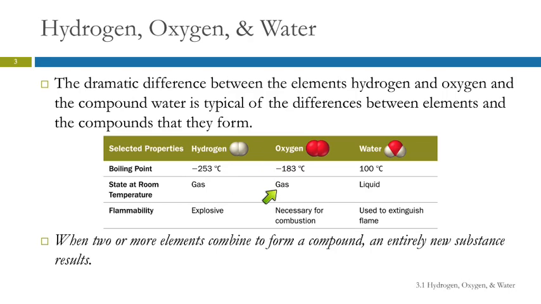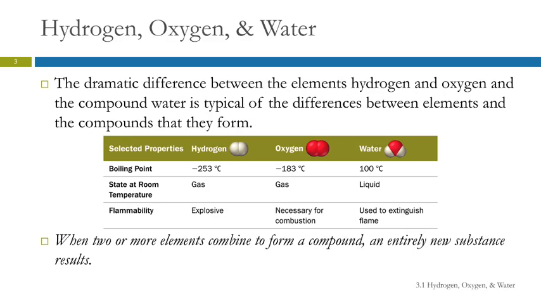Oxygen is also a gas at room temperature. Its boiling point's a little higher, but still well below 0 Celsius. Oxygen itself doesn't burn, but it is necessary for combustion. And so the combination of these two as a mixture is pretty dangerous. And then if we combine these into a molecule that we call water, now the boiling point is plus 100 degrees. It's a liquid at room temperature. And water is a substance we use to extinguish flames.